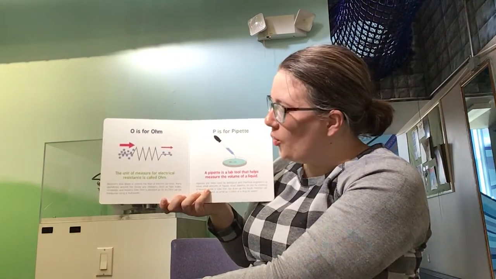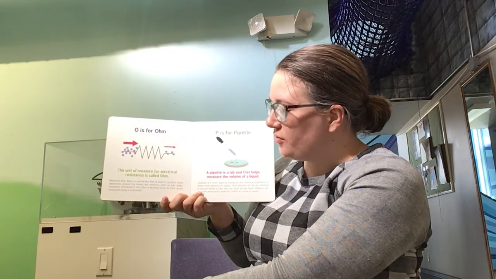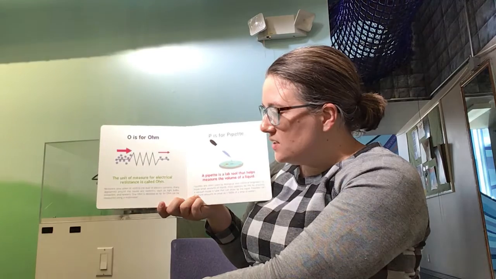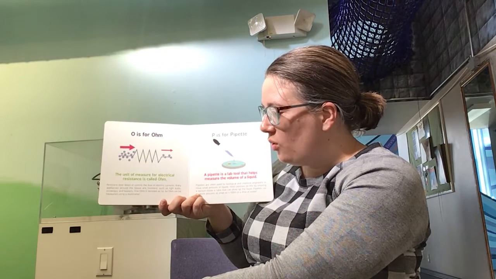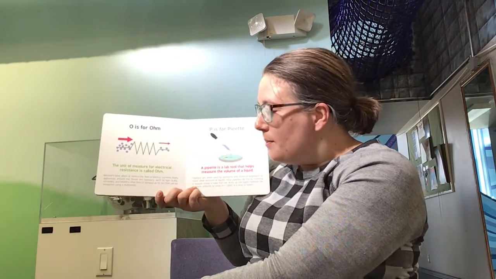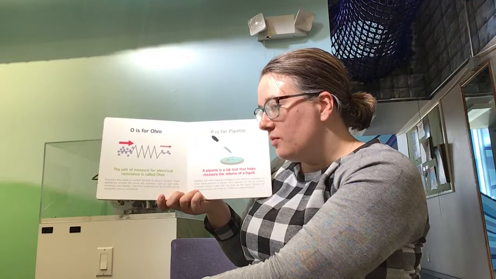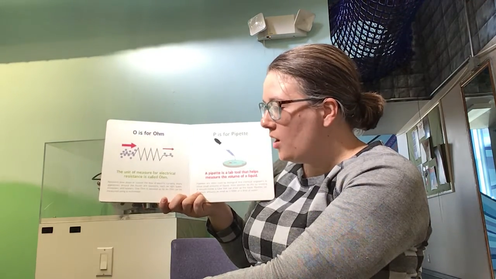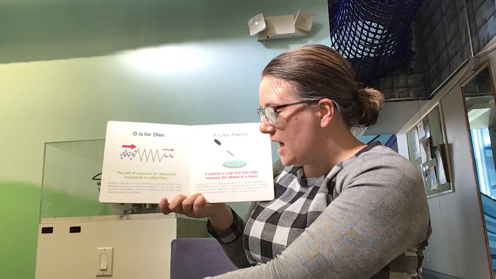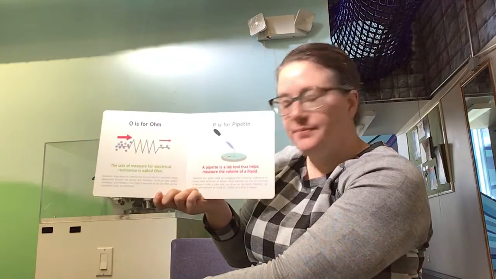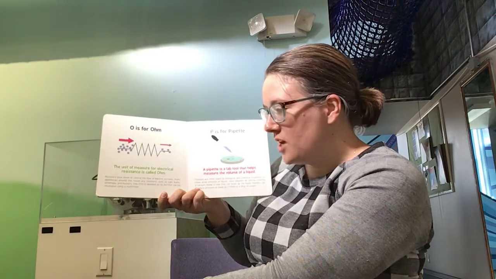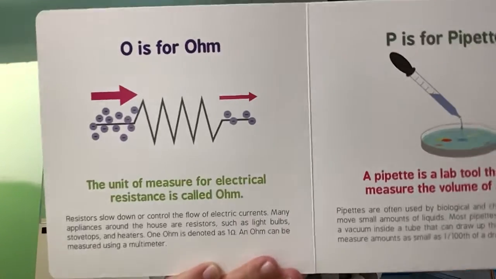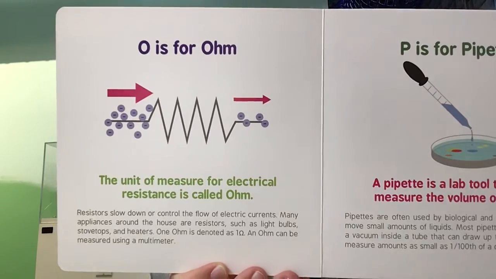O is for ohm. The unit of measure for electrical resistance is called ohm. Resistors slow down or control the flow of electric currents. Many appliances around the house are resistors, such as light bulbs, stovetops, and heaters. 1 ohm is denoted as 1 omega. An ohm can be measured using a multimeter. Remember we just talked about multimeters? That was our M word.